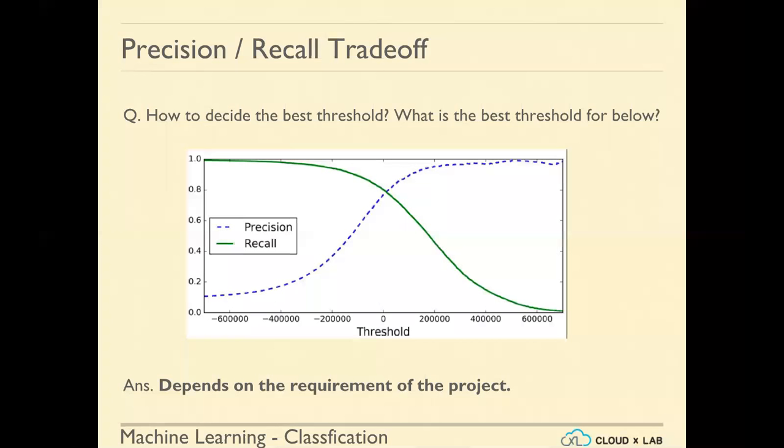A question from Gopi is, does the F1 score have a threshold too? Yes, it's up to us. So basically these are the scores, and based on these scores, we can define the threshold, and the threshold is a function of our requirement of the project.